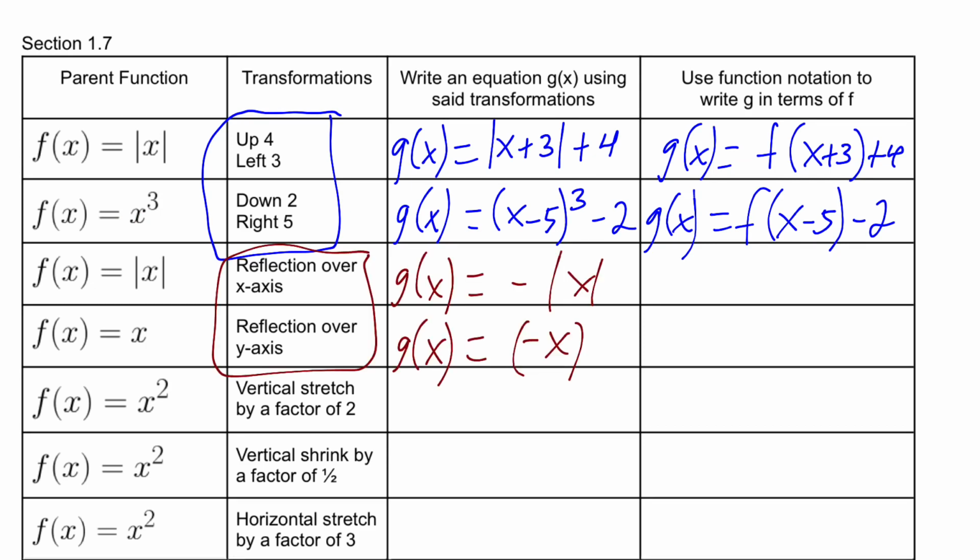For the next group, these are the reflections, depending on which axis you are reflecting over. For the x-axis, your negative goes out here in the front, and for the y-axis, your negative goes here with the x. Here in function notation, the negative goes here or there, depending.